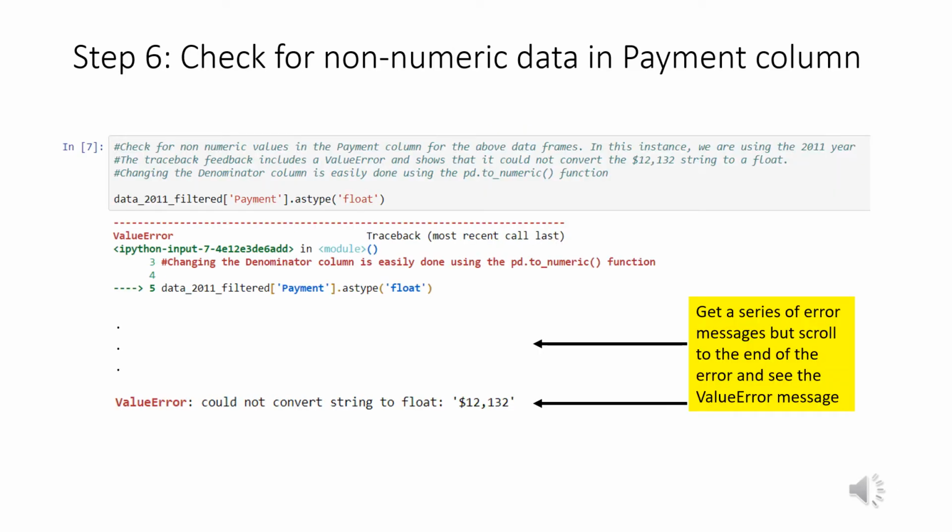In this slide, we're checking for non-numeric values in the payment column. We're using the 2011 year. The traceback feedback includes a value error and shows that it could not convert the $12,000 string to a float. You'll have to scroll towards the bottom to see what that value error final message is.